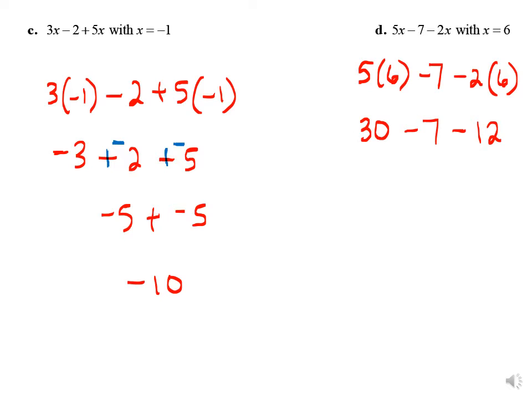All right, plugging in this 6 into this x here, as well as into this x over here. So how about 5 times 6 minus 7 minus 2 times 6? All the multiplication we need to do here between the 5 and the 6, also between the 2 and the 6 here. So about 30 minus 7 minus 12.